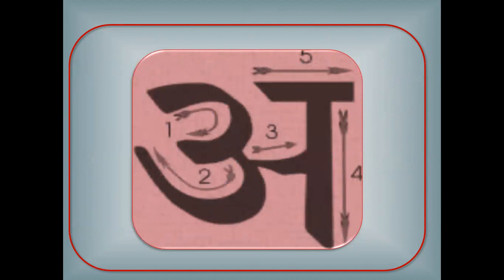So A is written like this. You can see how it is started and how it ends. It is difficult for me to write and show. So you can see it is written like the number 3 and one T, then join these two. That is A, the short vowel A.